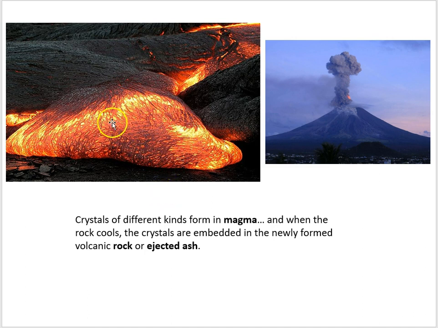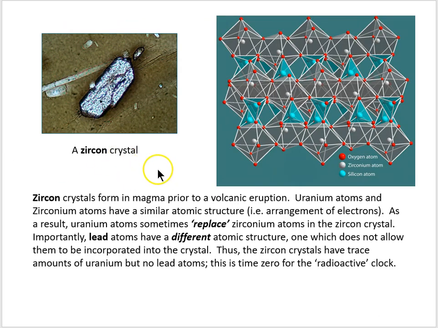So rocks are formed from the magma. And as the magma is cooling, there are different kinds of crystals in the magma. And when the rock cools, the crystals are embedded in the newly formed rock or the ash that's ejected from a volcano. Now here's the key. One of the crystals in volcanic ash is called a zircon crystal. And we see a picture of the tiny crystal here.